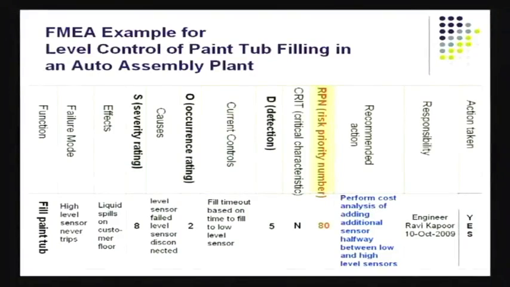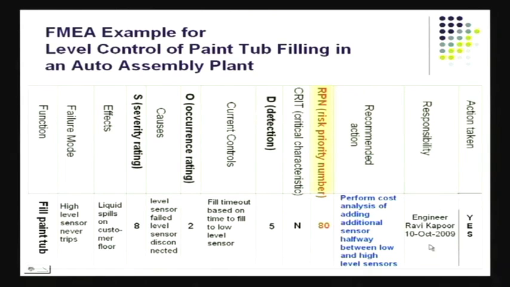But before that, of course, we got to do the RPN for every kind of function that can stop because of various types of failure. Then what are the recommended actions? Recommended actions are to perform the cost analysis of adding another sensor, halfway perhaps, between the low and high level sensors. That's a recommendation because that's going to reduce the likelihood.